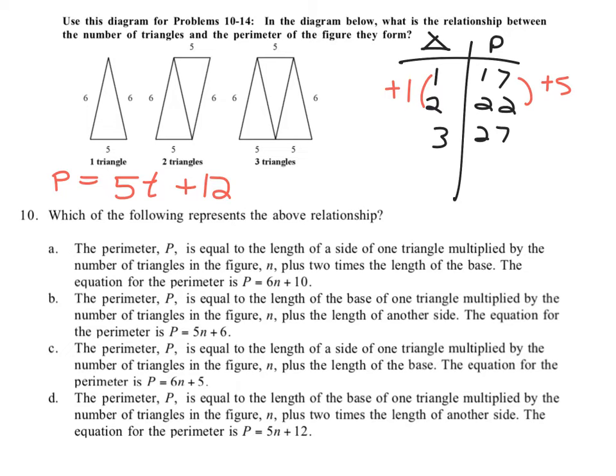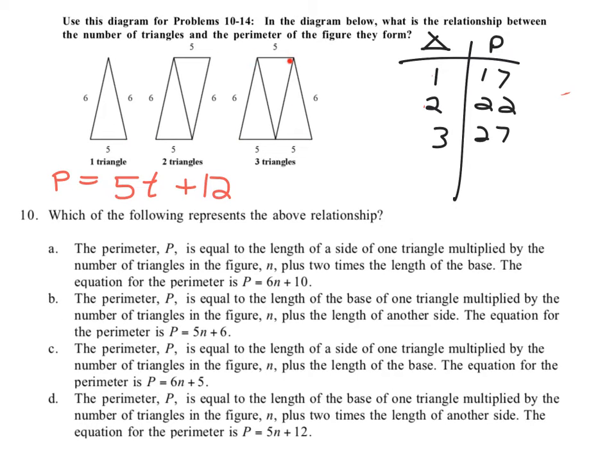Which makes sense, because if I erase these marks for a second, and up here I put in, let's say, 1 for the number of triangles, 5 times 1 would only give us 5. How do we get from 5 to 17? Plus 12. If we had 2 here and the coefficient was 5, 2 times 5 is 10. How do we get from 10 to 22? Plus 12. We always need that plus 12, and that corresponds to this 6 and that other 6.